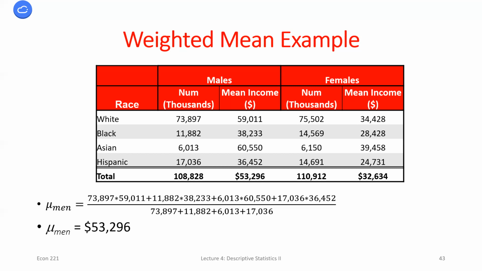Okay. So I don't have the original data. I can't see the individual line by line observations. I've only got group data. This is the best we can do to calculate the mean, right? Is to come up with a weighted mean. Okay.